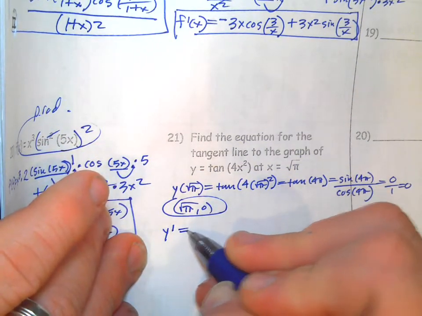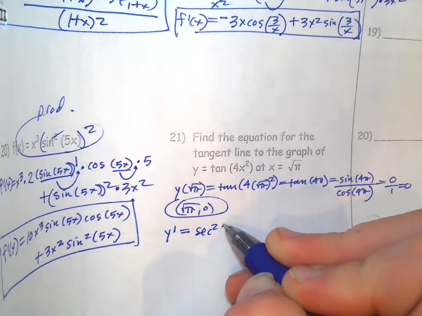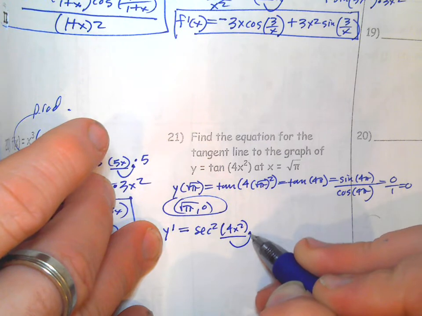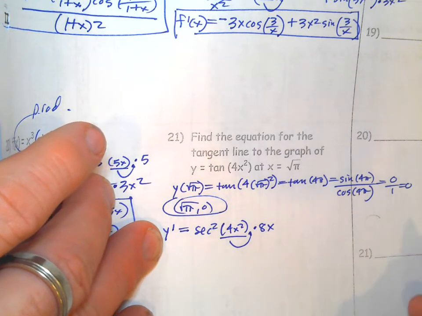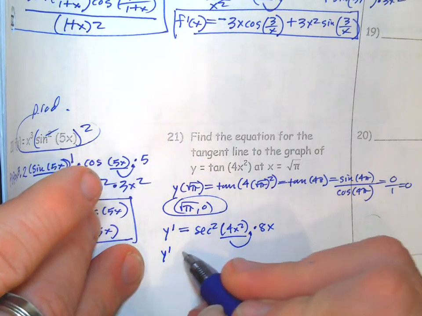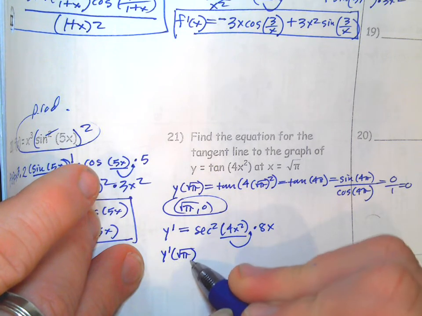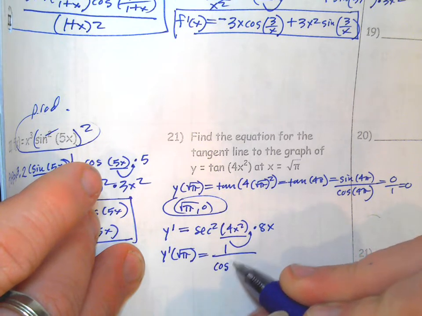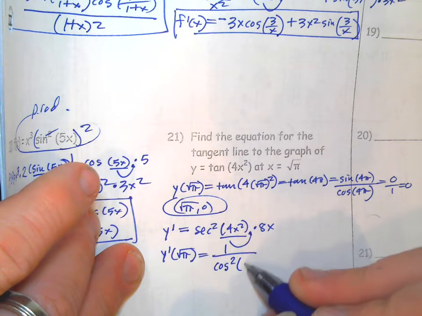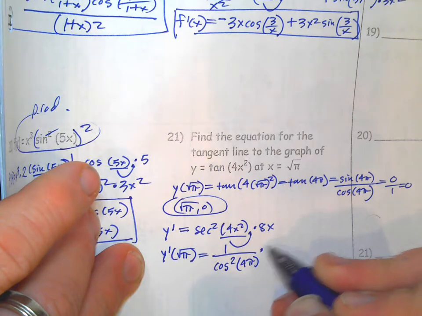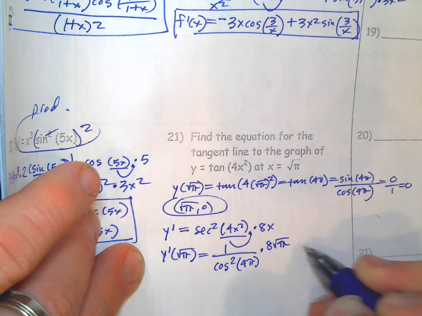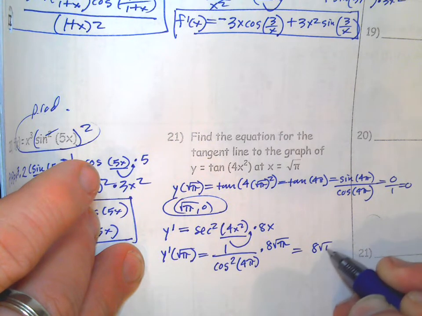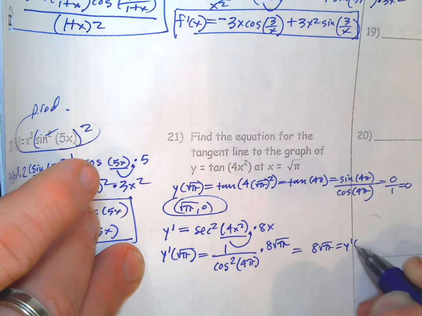Derivative of tangent is secant squared. Leave the inside the same. Times derivative of what's inside, 8x. So then we need to plug root pi into that. Now secant's 1 over cosine squared. Root pi squared is going to be pi, so 4 pi. And cosine of 4 pi is 1, so that's all going to be 1, so it's going to be 8 root pi. That's your derivative.